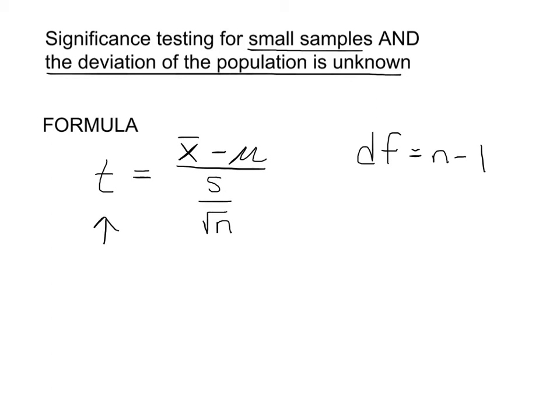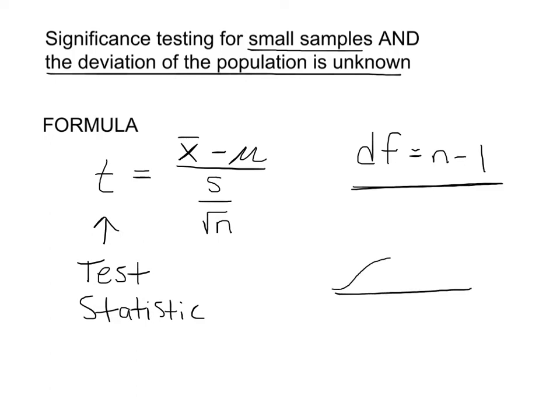This is still called my test statistic. That hasn't changed. I'm still looking for my critical values. That hasn't changed at all. The only difference is I'm going to have to use my chart. I'm going to have to use my degrees of freedom. I'm still going to look at my one or two-sided test. I'm still going to have rejection regions.